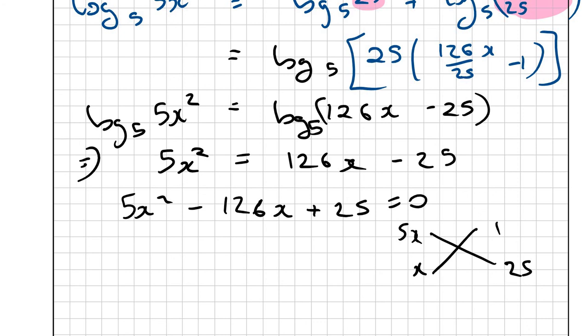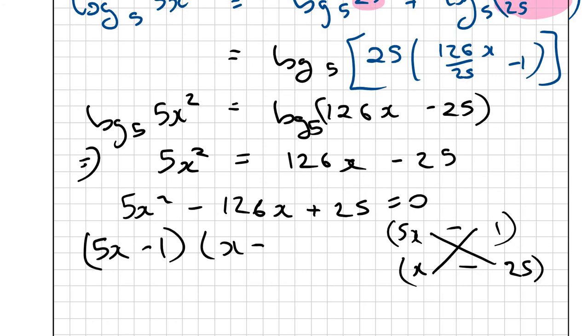So here we're going to be left with 5 times minus 25 is a minus 125, and 1 times minus 1 is minus 1. We add them together, we get minus 126. So these are my factors. 5x minus 1 times x minus 25 equals 0. X here is either 1/5 or x is equal to 25.